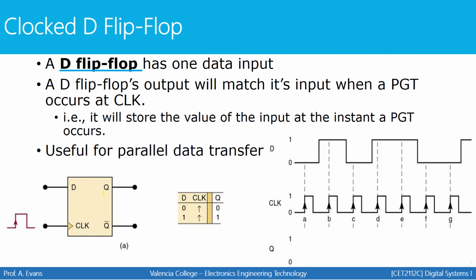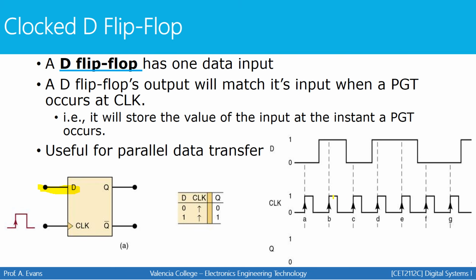Here's the symbol for a D flip-flop. Here's our one input. The D flip-flop is the simplest. There's really not much to remember. All you have to know is that when the clock makes a transition, Q is whatever D is at that point. That's it. So if D is a 0, when the clock makes a transition, Q is 0. If D is a 1, when the clock makes a transition, Q is a 1. That's all there is to a D flip-flop.